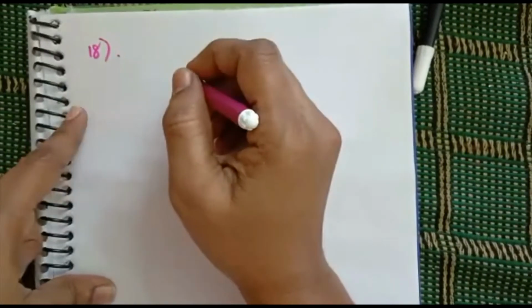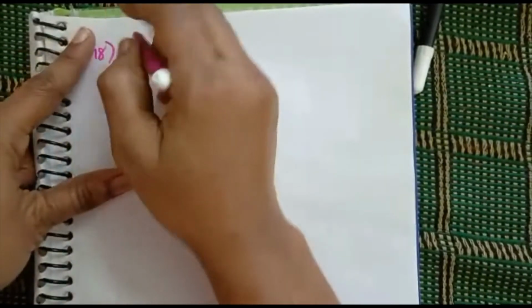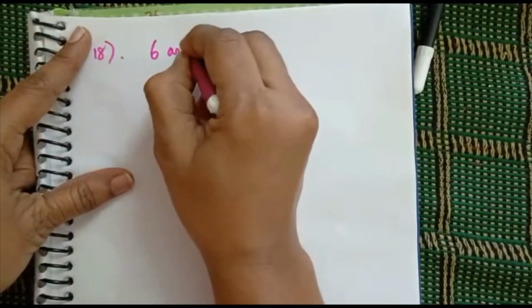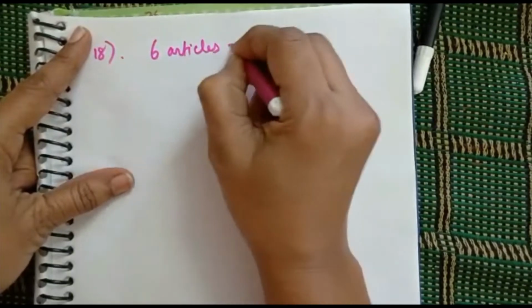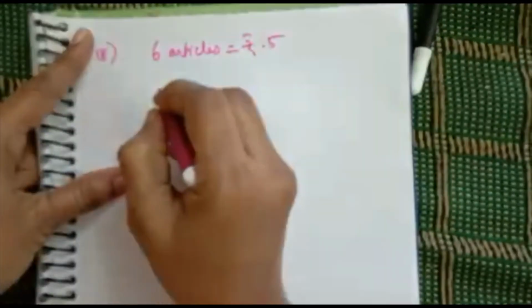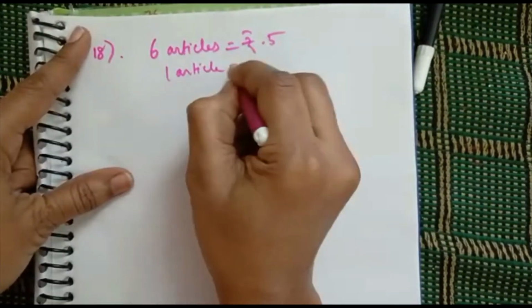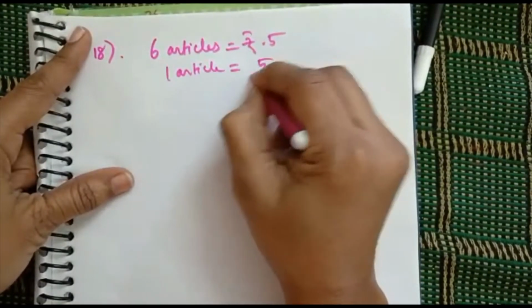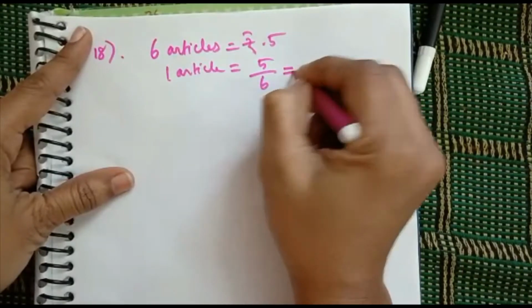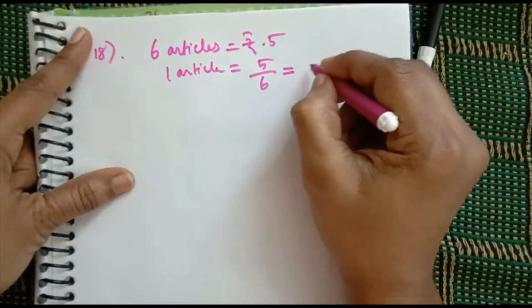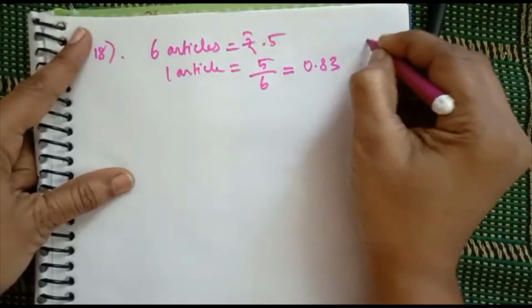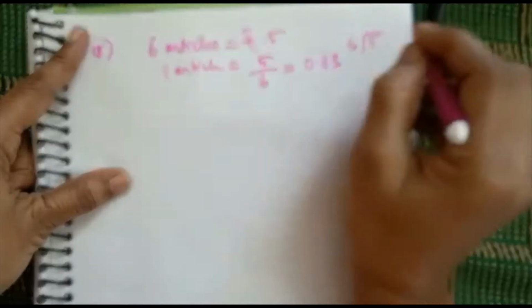Students, listen here. 6 articles are equal to rupees 5. Then one article is equal to 5 by 6, that is equal to 0.83.